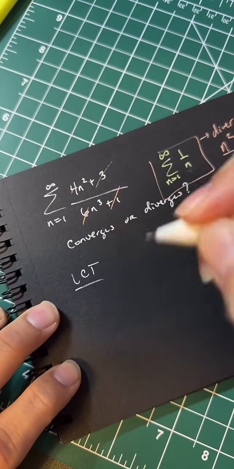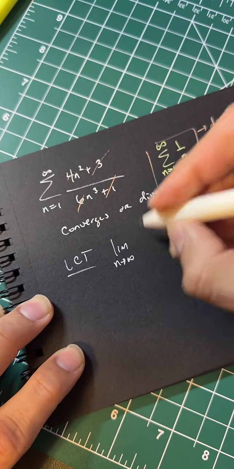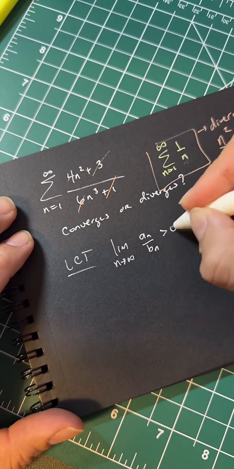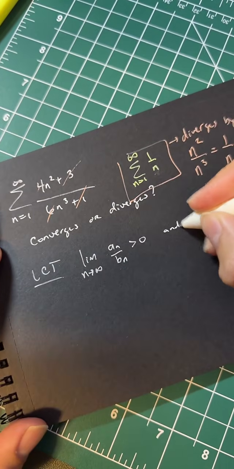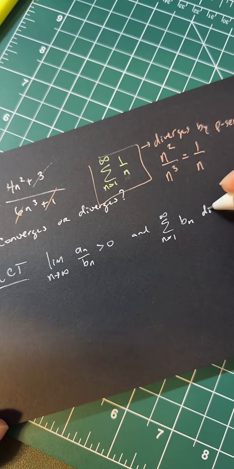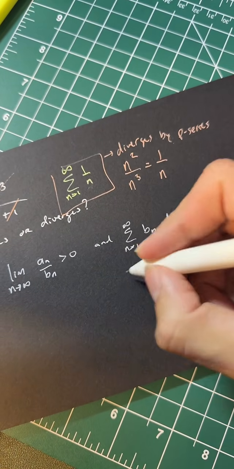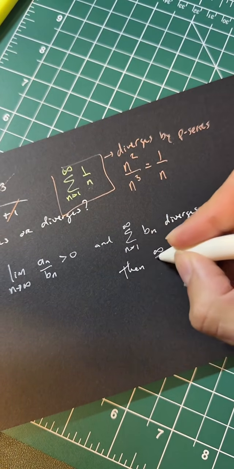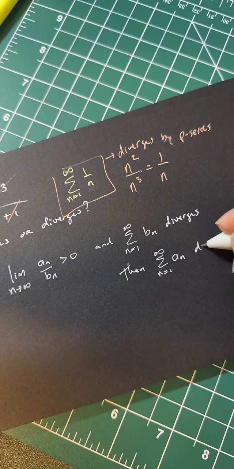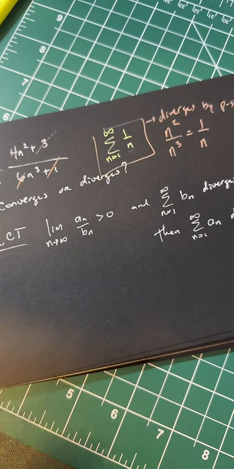So LCT, limit comparison test, tells you that if the limit as n approaches infinity of a sub n over b sub n is greater than 0, and the series that we're comparing it to, b sub n, in this case diverges, or whatever it does, if it diverges or converges, then the series that we're focused on, or the series in question, will do the same. Okay? That's what limit comparison test does.